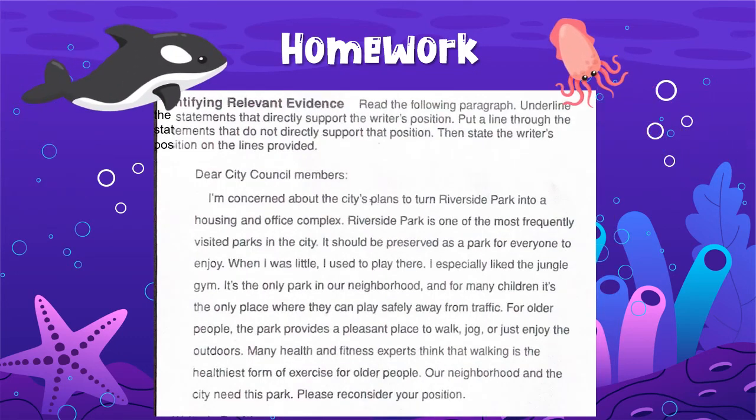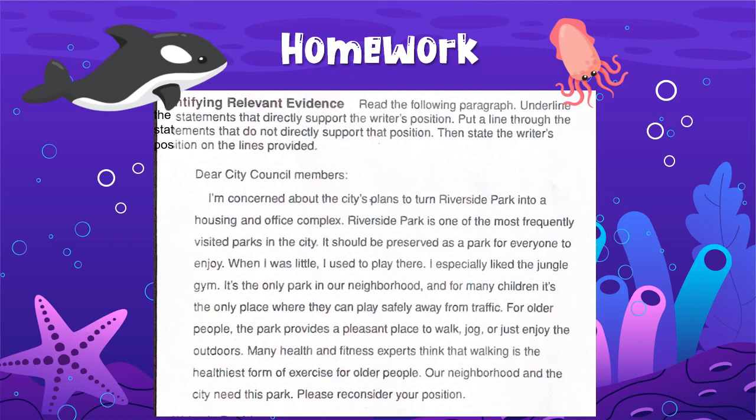Now let's look at this part of the directions. Identifying relevant evidence. Remember, relevant means that it has to do with the topic. Read the following paragraph. Underline the statements that directly support the writer's position. So they directly give good evidence. They directly help what the person is saying. Put a line through the statements that do not directly support that position. Then state the writer's position on the lines provided.